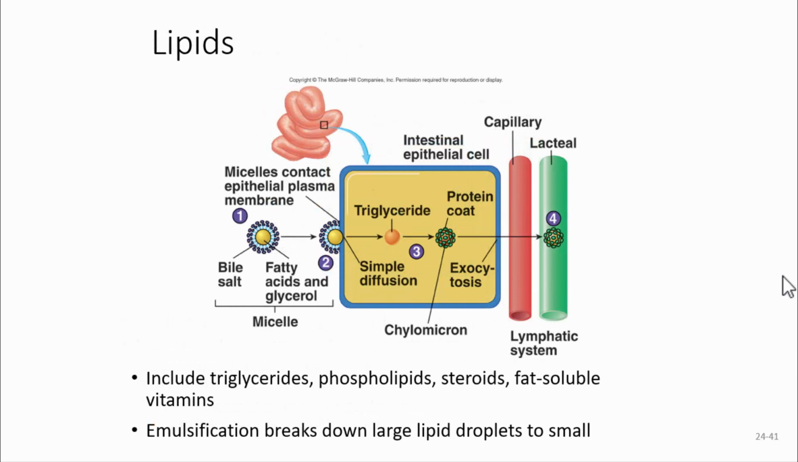And then our lipids, which include triglycerides, phospholipids, steroids, and fat-soluble vitamins. Emulsification breaks down the large particle droplets into smaller ones. And remember I said bile is the emulsifier. Just to give you another idea of where you're going to find emulsifiers: next time you have a candy bar, like a Snickers or a Milky Way, one of those chocolate ones, take a look at the back. You'll see something called lecithin.